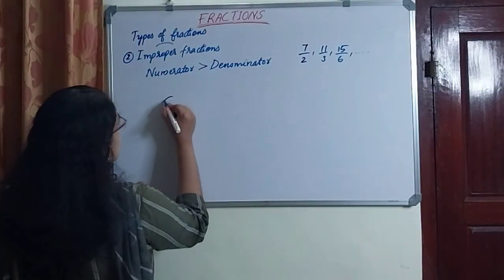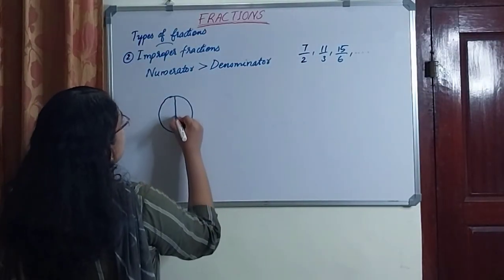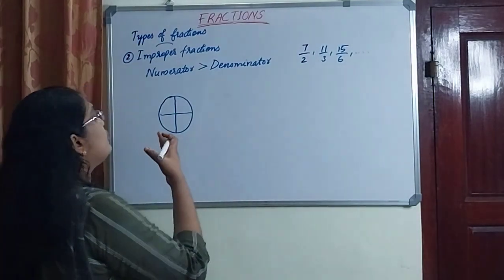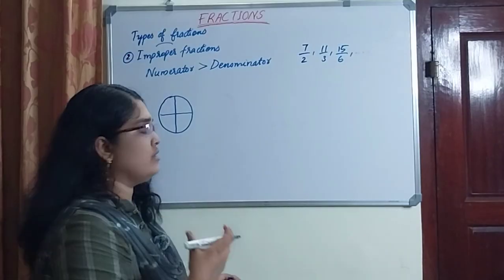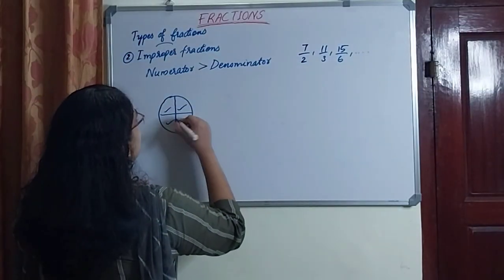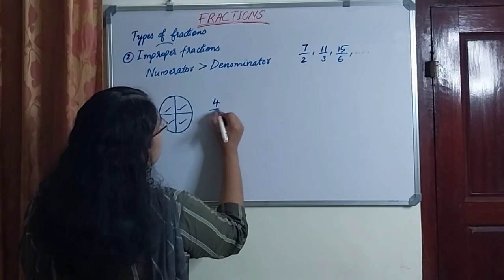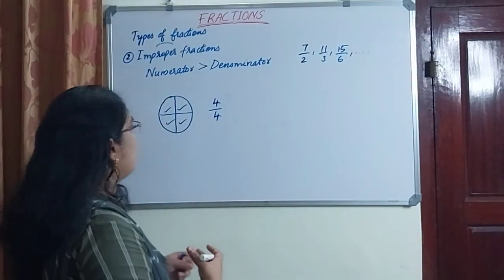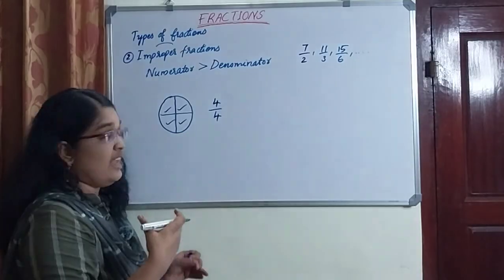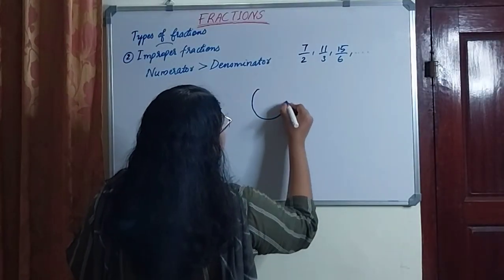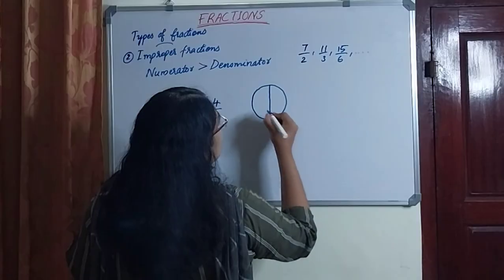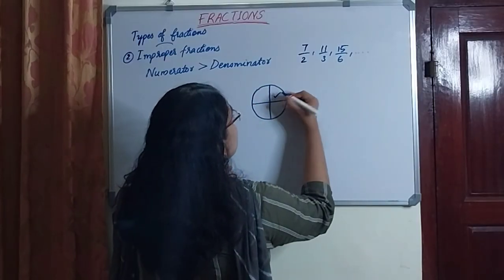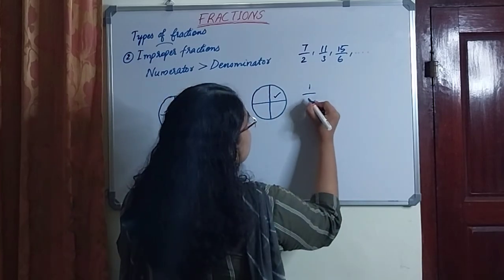Suppose there is a cake and we have cut it into 4 equal pieces. Suppose there are 4 friends and all the 4 pieces have been consumed by these 4 friends. So the fraction we get is 4 by 4. And now a 5th friend joins them. We have to take another similar cake, and it is also cut into 4 equal pieces. This 5th friend takes one portion of this cake, and he takes 1 by 4 of the same cake.